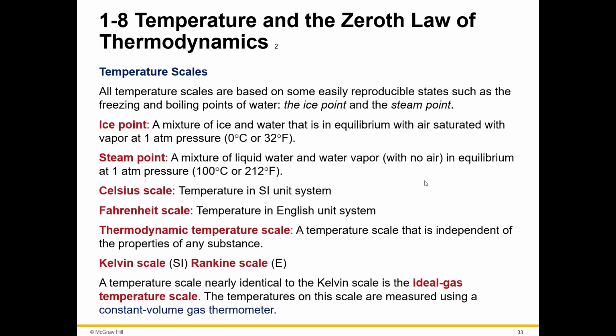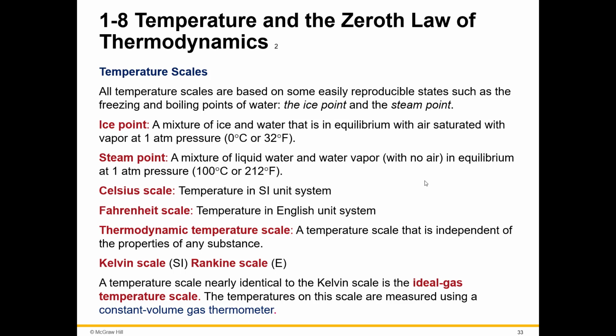Okay, and so then here, what is really good is you start getting into temperature scales, right? All temperature scales are based on easily reproducible states, so knowing that they're dependable, such as freezing and boiling points, the ice point or the steam point. The ice point is, of course, 0 degrees Celsius or 32 degrees Fahrenheit, and again, you have that at 1 atmospheric pressure, right? Okay. And then you've got the steam point, which is 100 degrees Celsius or 212 degrees Fahrenheit.